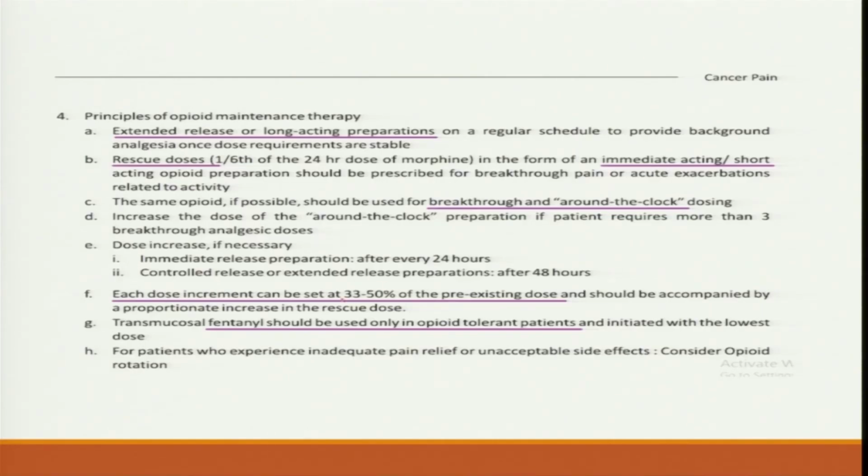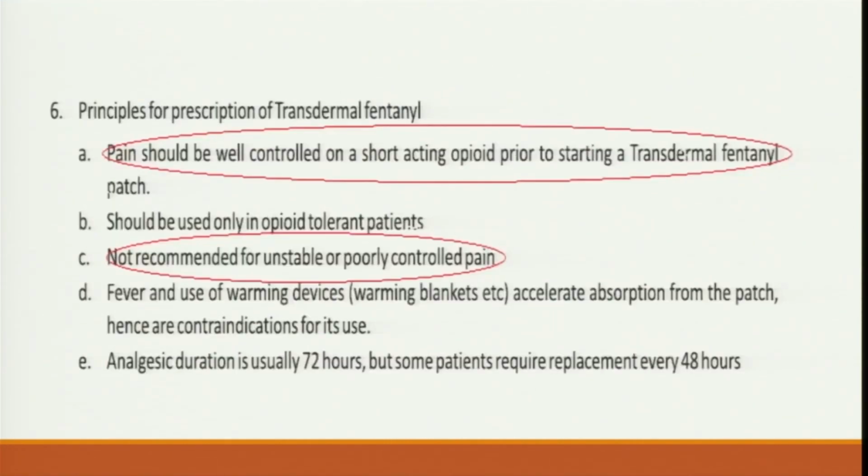So, any time when you want to increase the dose, it should be a 33 to 50% increase from the previous dose, and fentanyl should be used only in opioid tolerant patients, meaning patients who are tolerating opioids properly, they will tolerate fentanyl. Otherwise, fentanyl also causes lots of nausea, vomiting. Before prescribing fentanyl, one should keep in mind that patient's pain should be adequately treated or controlled by morphine. Then the same dose can be converted into fentanyl patch.